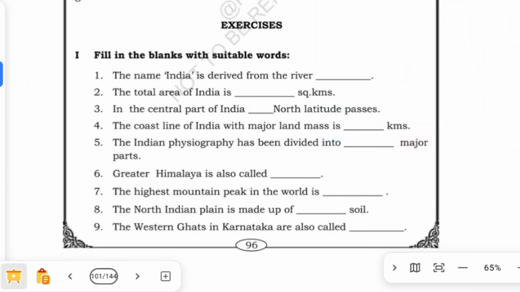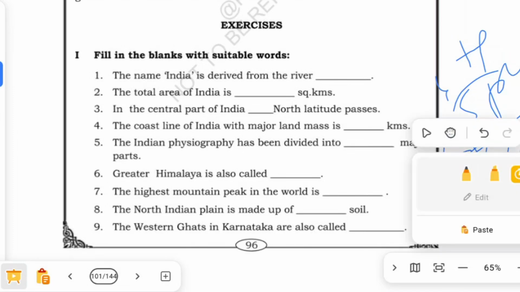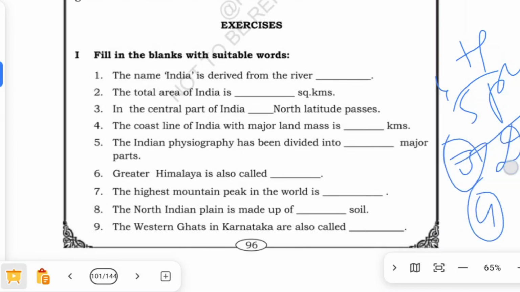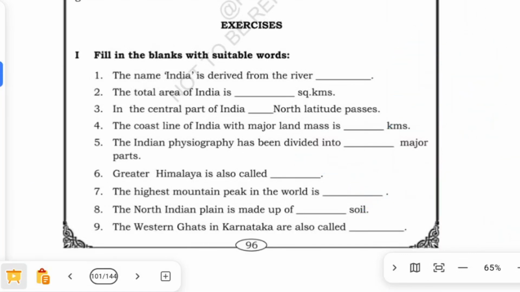After that, the Indian physiography has been divided into how many parts? There are 5. One is Himalaya, second is plains, third is Deccan Plateau, fourth is coast, and fifth is islands. Great Himalaya is also called Himadri. Why? Because a lot of snow is there. The highest mountain peak in the world is Mount Everest, 8,848 meters.